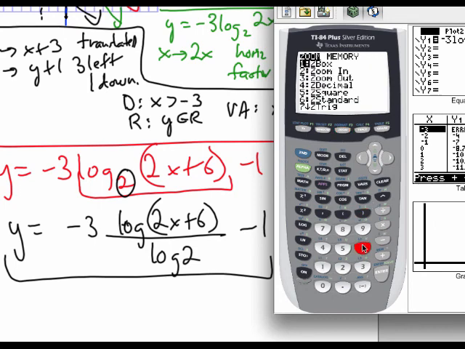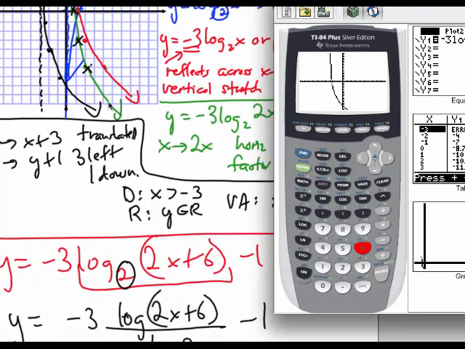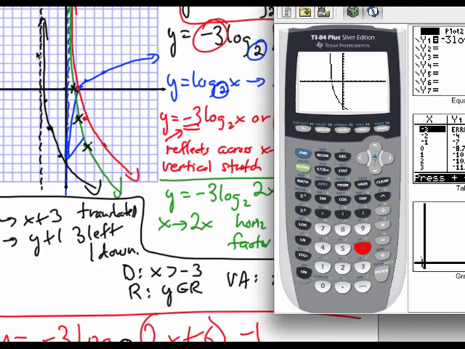I should get the graph that I had further up here. The graph in black matches the graph on my calculator.